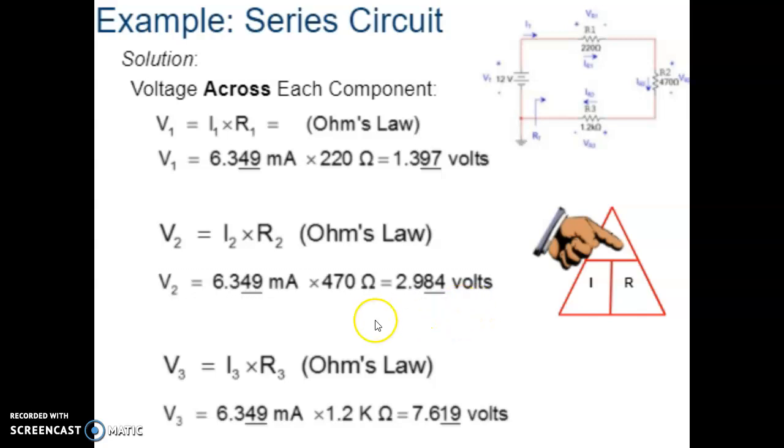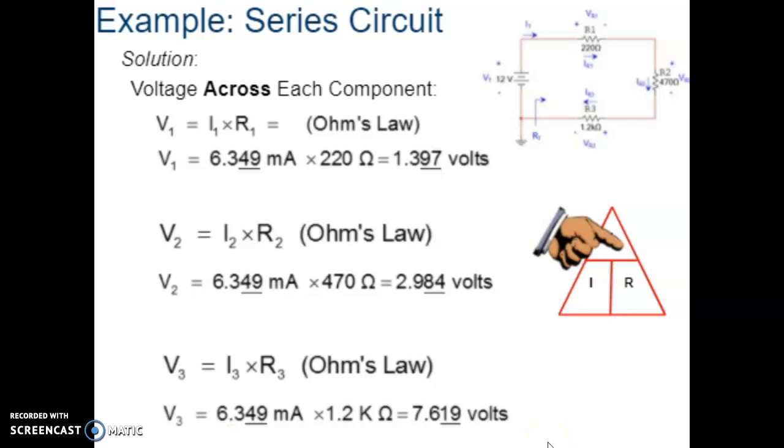And then you're coming down here, and they just messed us all up because now they're going to be using milliamps and kiloohms. Okay, but just remember to do those conversions. All right, so we can do 0.006349 amps times 1,200 ohms. And that will give us 7.619 volts.